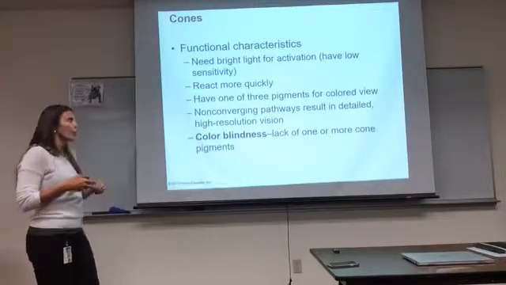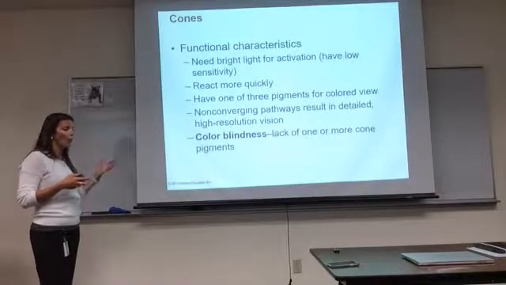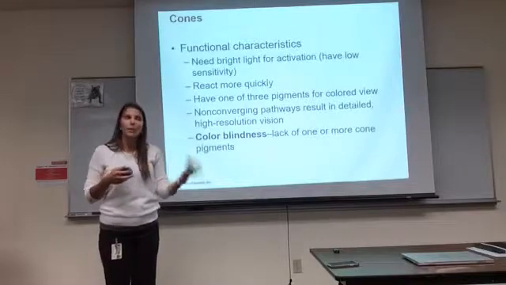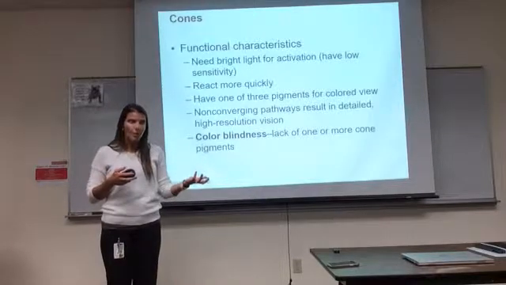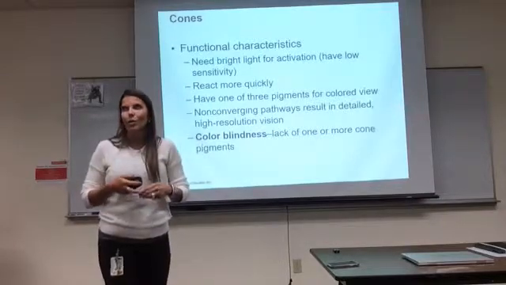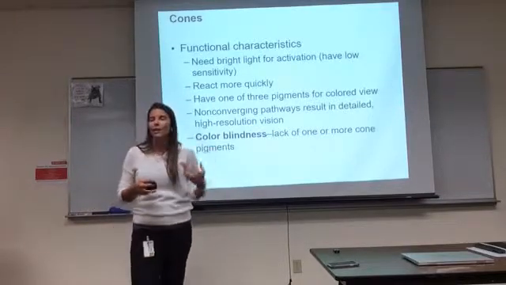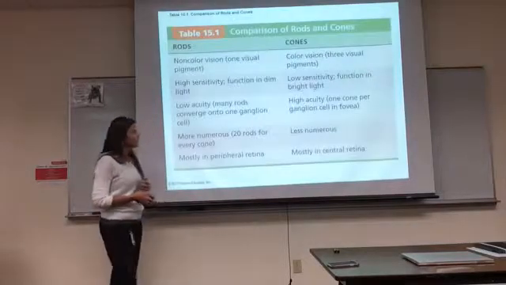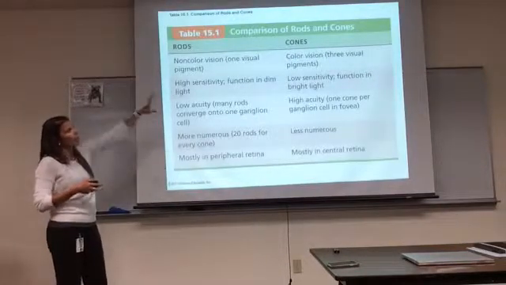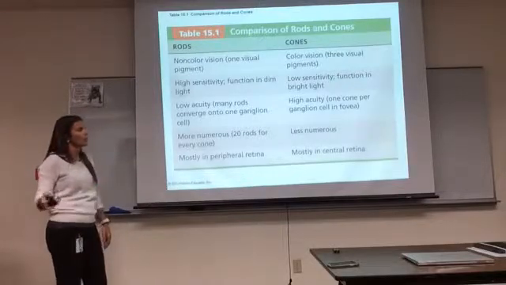And when we talk about cones, they only react when there's light. So you can only see color if there's light present. If there's no light present, you can't see color. Okay, and there's no other explanation for that. If there's no light, you don't see color. Here it talks about the characteristics of rods versus the characteristics of cones.